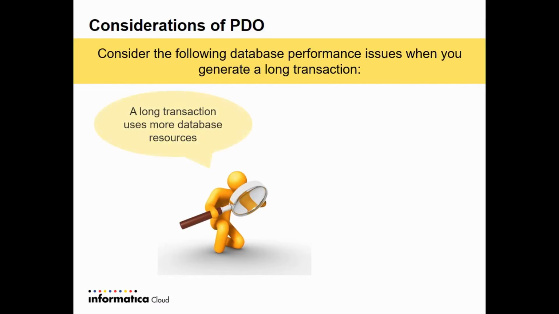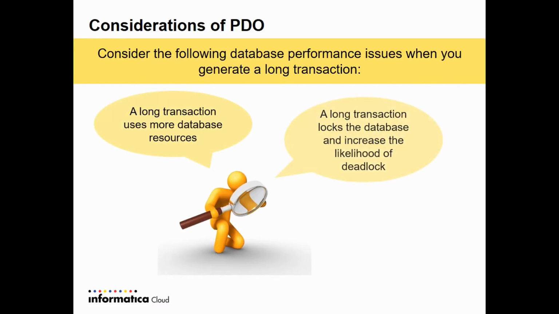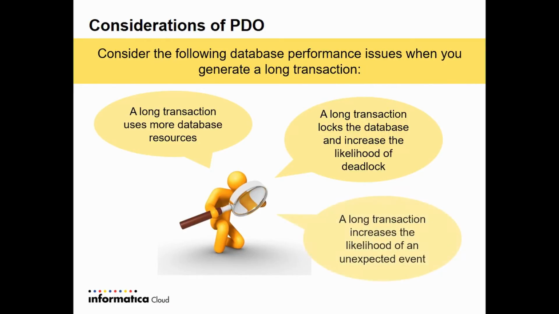A long transaction uses more database resources. A long transaction locks the database for longer periods of time, which can reduce database concurrency and increase the likelihood of deadlock. A long transaction increases the likelihood of an unexpected event. To minimize the database performance issues for long transactions, consider using source or target pushdown optimization instead of a full pushdown optimization.